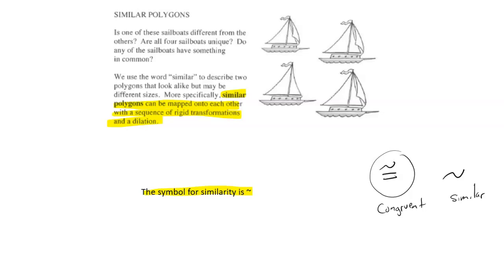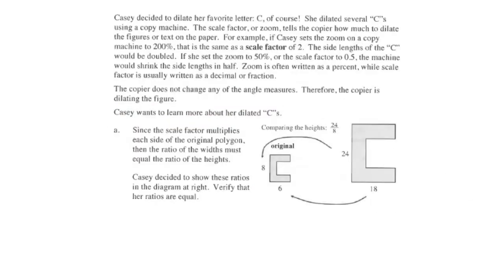Dilation is the term we use when we're talking about making a polygon larger or smaller. We can also use the word scale factor, which is very similar to dilation. So if I see a scale factor of 2, I know I'm doubling. With a scale factor of a half, I know it's going down.